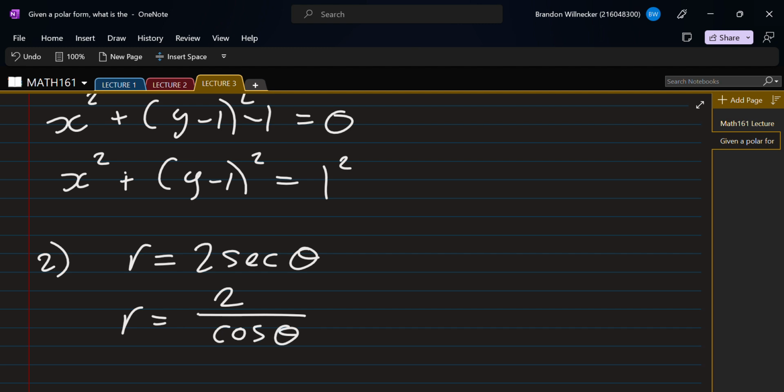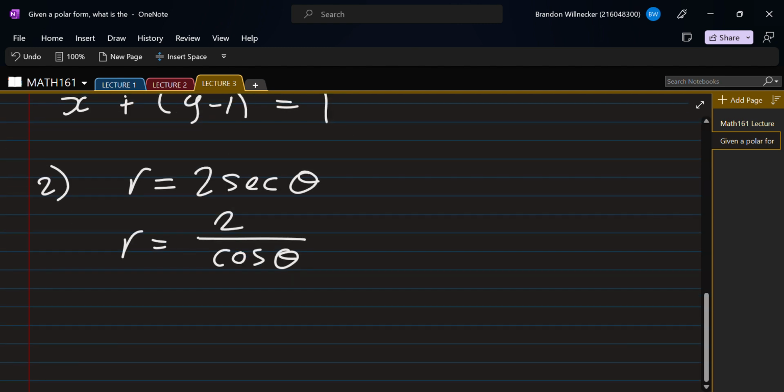Okay, it's better to work with sine and cosine. So if you're ever given sec or cosec or tan or cotan or any of those, convert to sine and cos, because we know that cos, that's eventually going to become x, and sine, that's eventually going to become y. So it's best to convert.